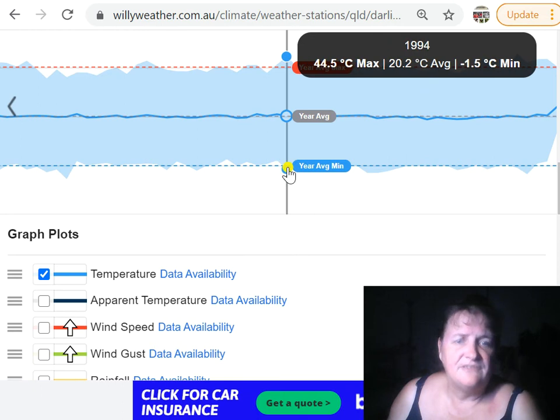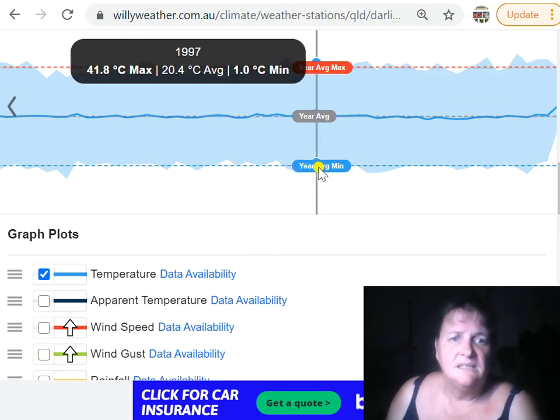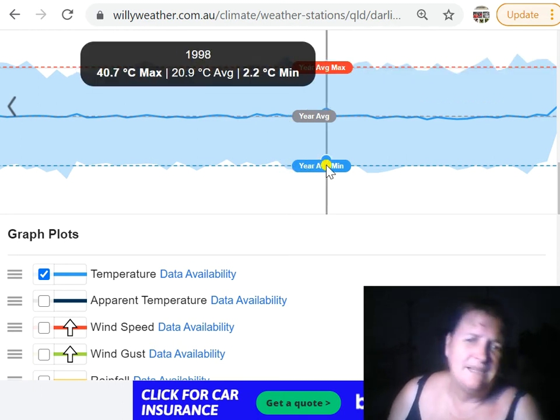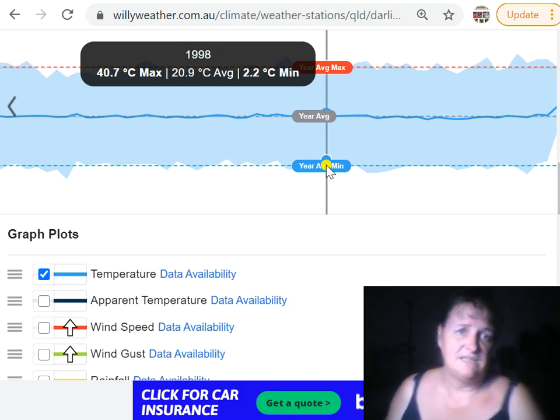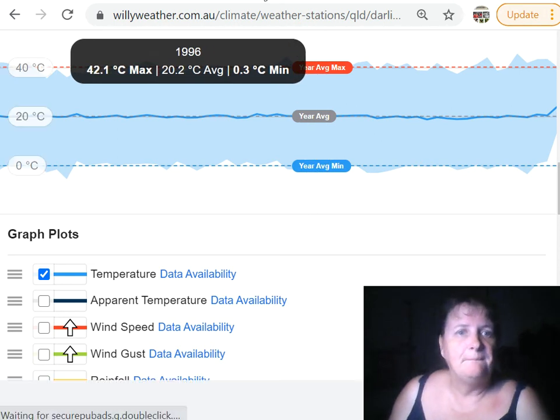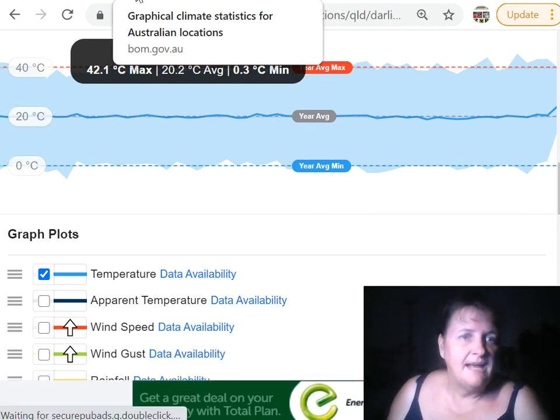So it's got the year's average minimum. And you can go from that as to when the frost date's going to be, because if it's under 2 degrees, I think it is, there's a chance of frost.